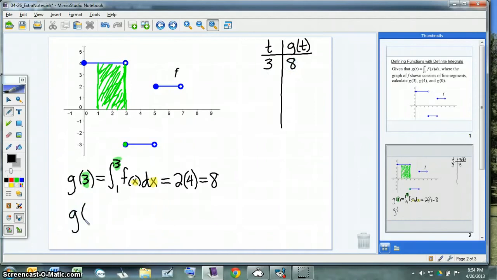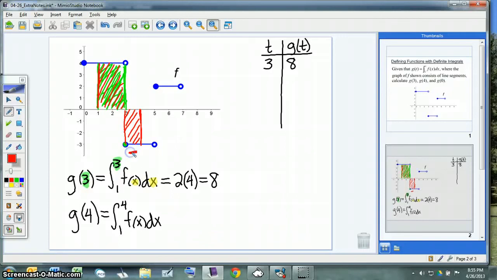Now I'm going to go calculate g of 4. For g of 4, I need the definite integral from 1 to 4 of f of x dx. Looking at my picture here, that means I'm going to start at 1, I'm going to end at 4, and I'm going to calculate the area between the curve and the x-axis. Up here, that area is positive, but then I jump down and get some negative area. So I have negative area here, positive area up here, both of which are going to combine to give me a net change or a net area.